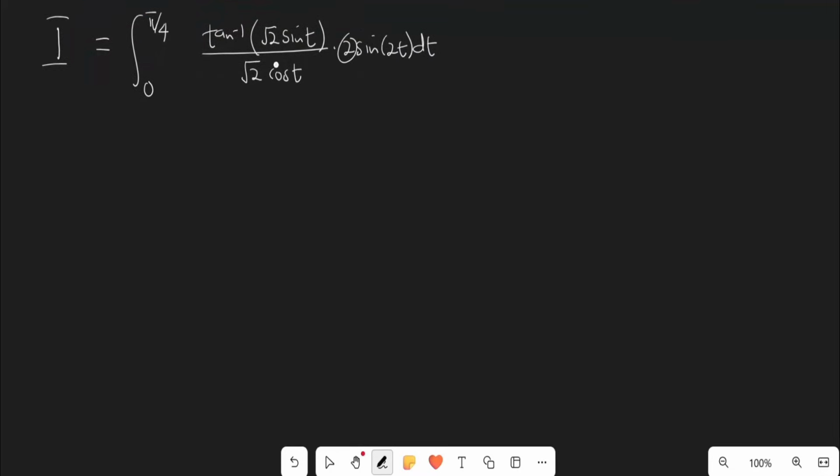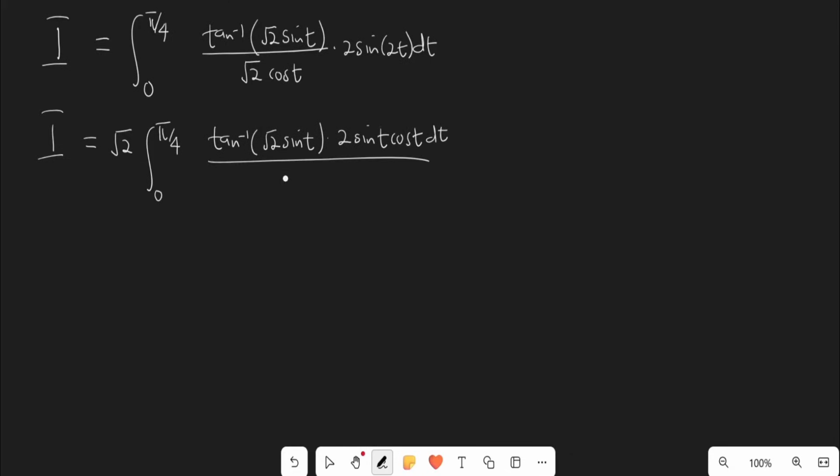So we see that 2 and square root of 2 are constants. So 2 over square root of 2, when you are rationalizing the radical, is the square root of 2. The integral from 0 to pi over 4 of the tan inverse of the square root of 2 times sine of t, divided by the square root of 2 times cosine of t, is multiplied by sine of 2t, which from the double angle identity is 2 sine of t cosine of t, dt.